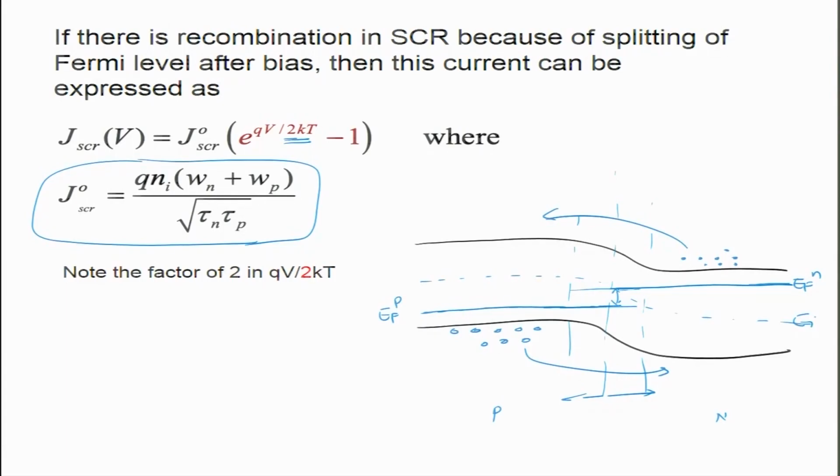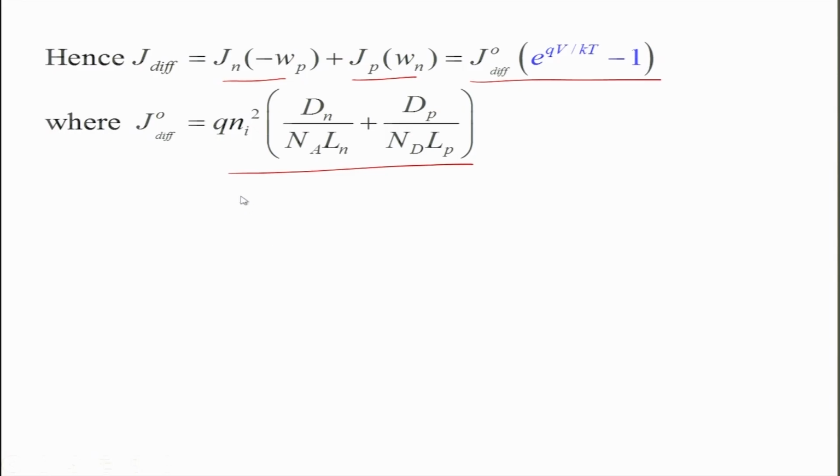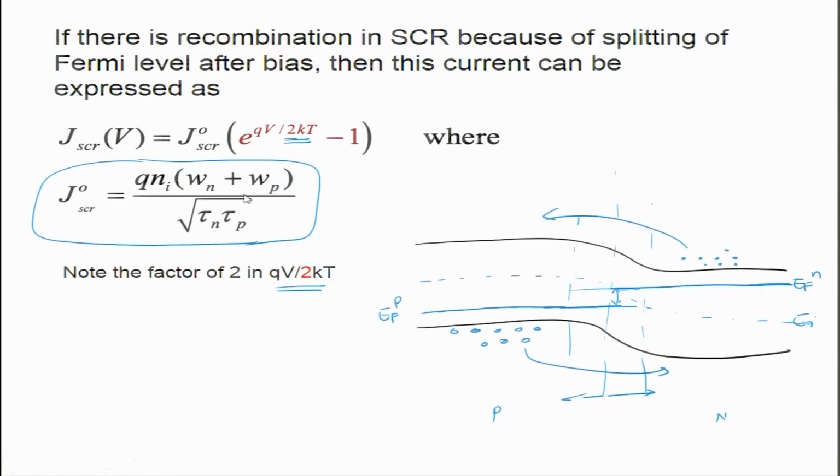All right, and this has a factor of qV by 2kT. So, in addition to the dark current that you have here, there is an extra dark current which is here, which has a factor of qV by 2kT, which is because of space charge recombination, which was ignored earlier.